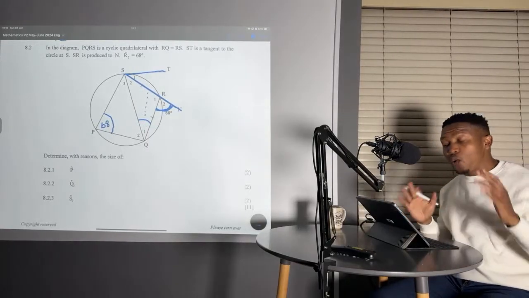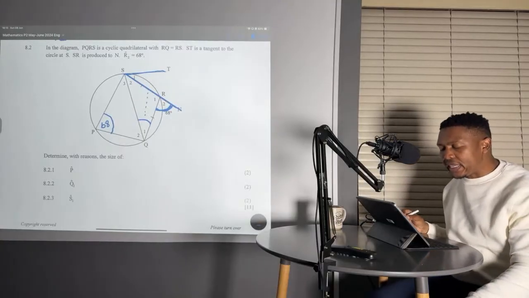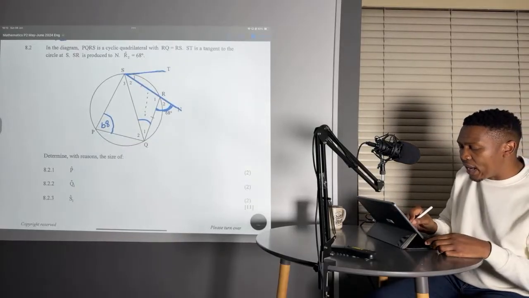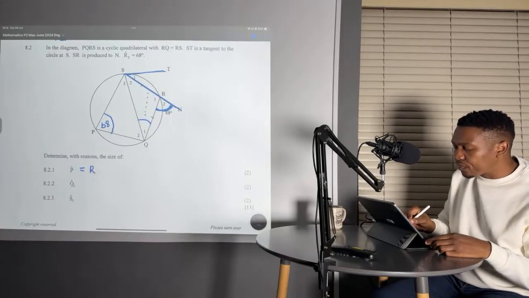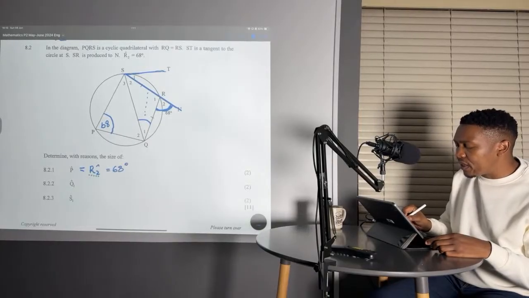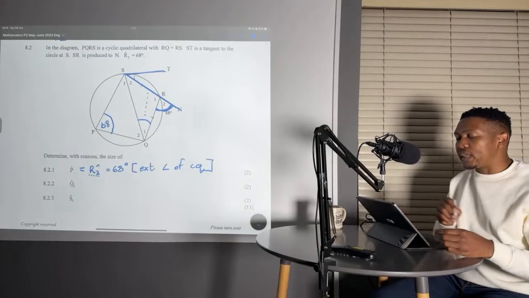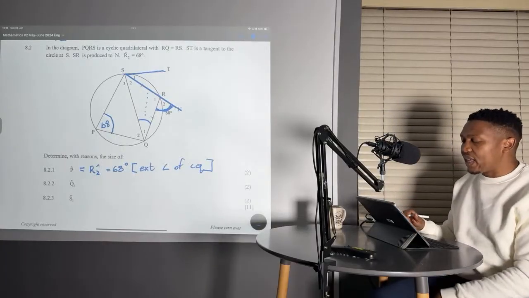Right, now guys, let's go for it. So they say to us, determine with reasons the size of angle P. Now we've just done that. So angle P will be equal to angle R2, which is 68 degrees. And why is that? That's the exterior angle of a cyclic quad. Of course, you can write out the cyclic quad in full. Nothing wrong with that.